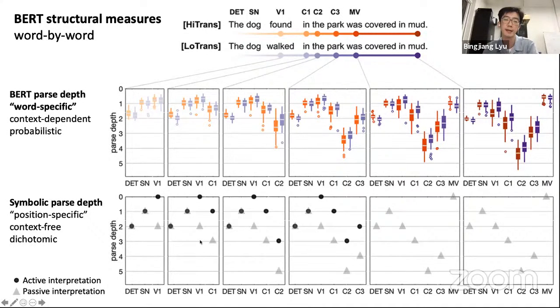So this suggests that BERT path steps may be sensitive to the specific contents in each sentence. Moreover, BERT path steps of the same word are also updated as the sentence unfolds, suggesting that the upcoming contents affect the interpretation of previous words. So this is also a very important feature of incremental speech comprehension.